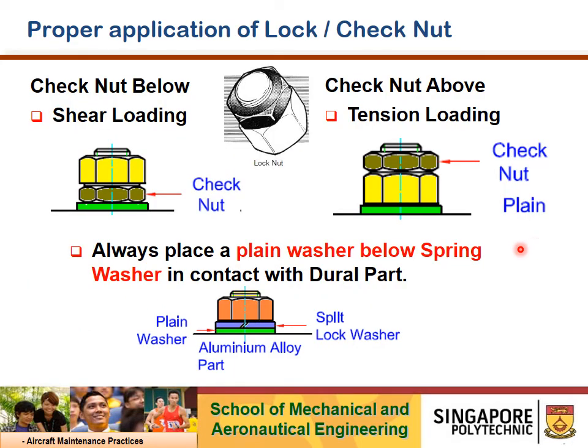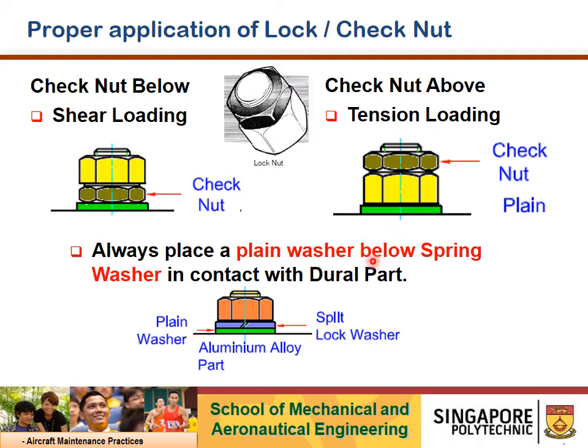Proper application of lock and check nut. There are two main considerations when we install a check nut as a locking device: shear loading and tension loading, as shown in the picture here. So a check nut is installed prior to a hex nut installation during shear loading application, and in tension loading application, a check nut will be installed after the installation of a plain hex nut.